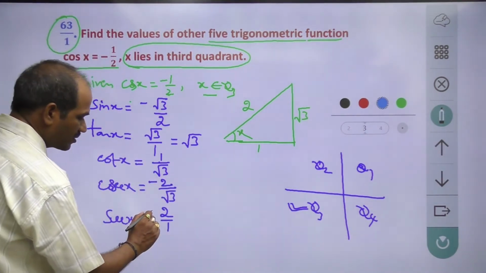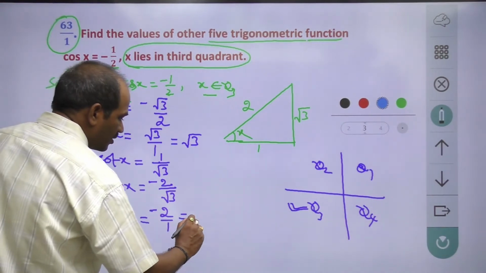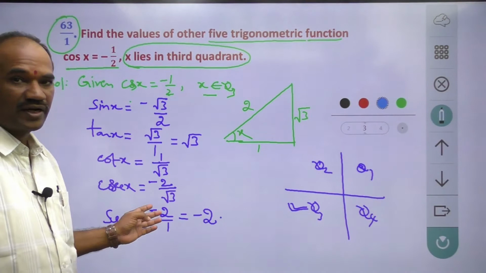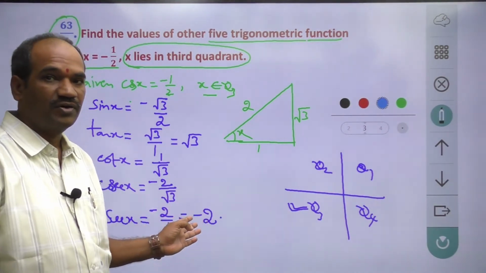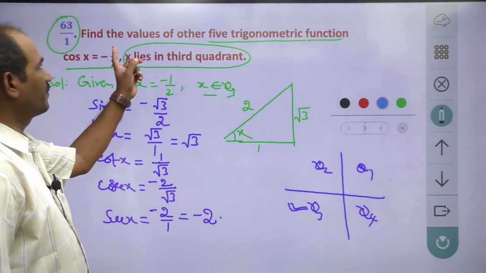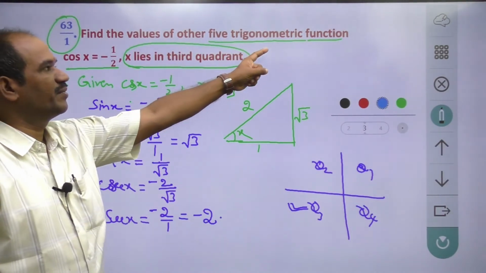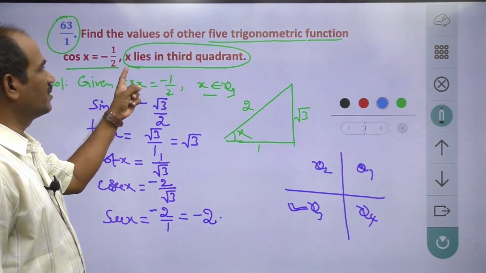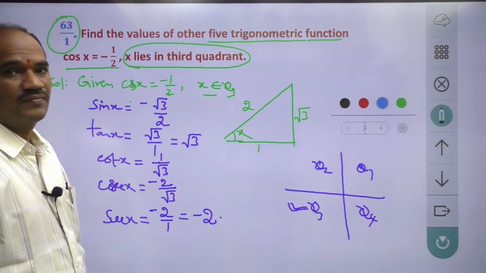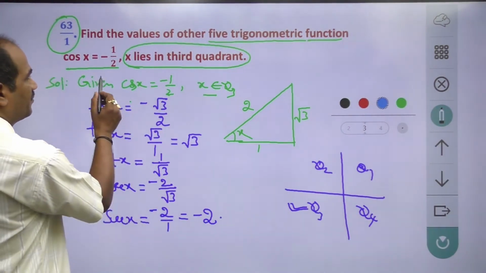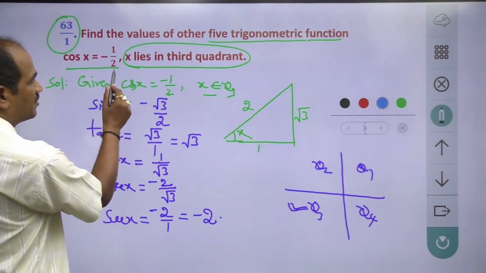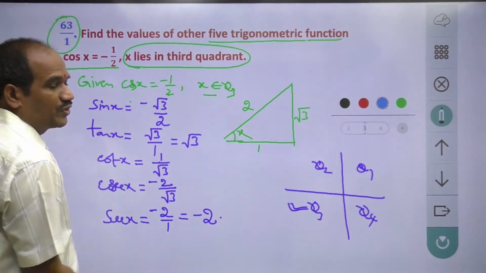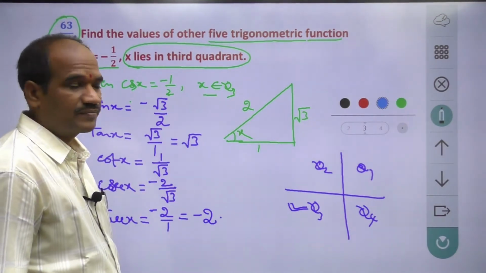So if we take minus here, the total value is minus 2. So these are the other 5 trigonometric ratios. See one more time. First, find the values of the other 5 trigonometric functions. Here cos x is equal to minus 1 by 2, x lies in the third quadrant. This is the given data: cos x is equal to minus 1 by 2, x belongs to Q3.